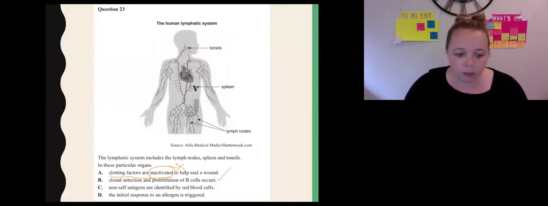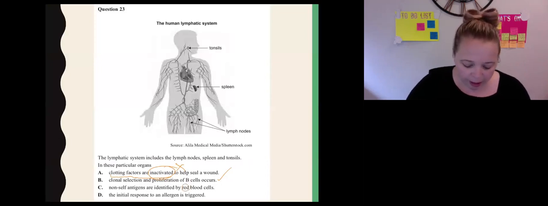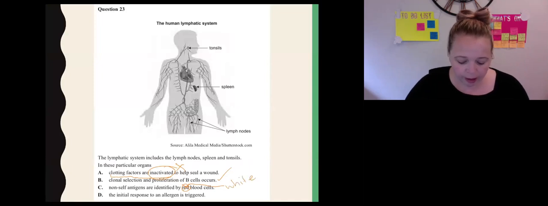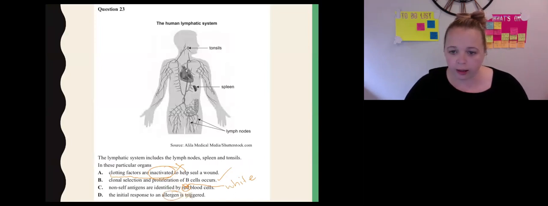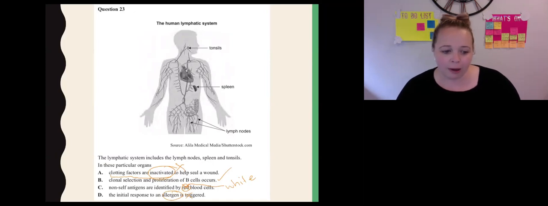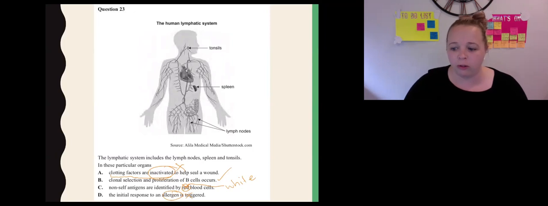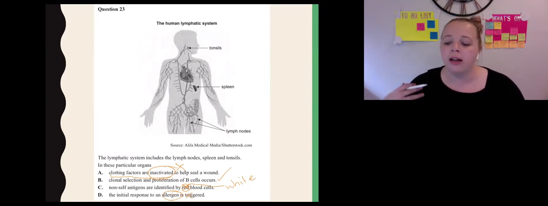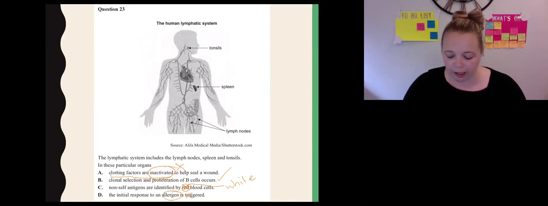So that is correct, but let's just check. Non-self antigens are identified by red blood cells. No, because they would be identified by white blood cells. And does the lymphatic system respond to allergens? No. Now we're going to talk about that. Yes, it does, but the lymphatic system isn't responsible for your allergies. So what it is with this one is that you get clonal selection and that proliferation of B cells. And that is the end of my little talk about antibodies.